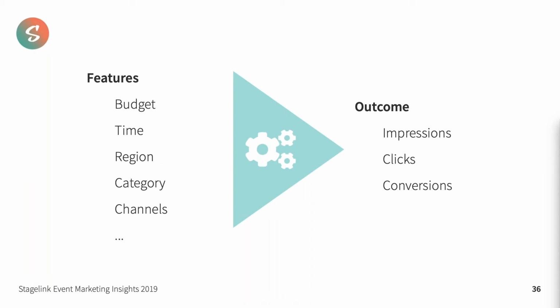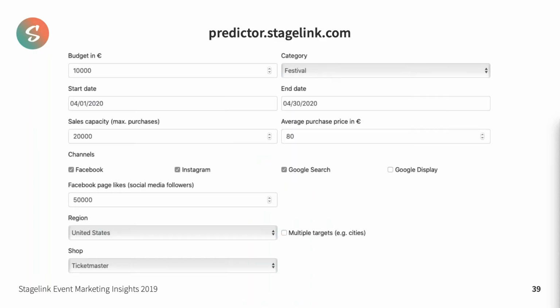So we've seen that channels, for example, influence the outcome. Outcome could be impressions, clicks, conversions, as we've seen throughout the funnel. So now we can use this data to actually build a model that allows us to make predictions for a future campaign. And we have actually built a prototype for that at Stagelink that you are free to check out.